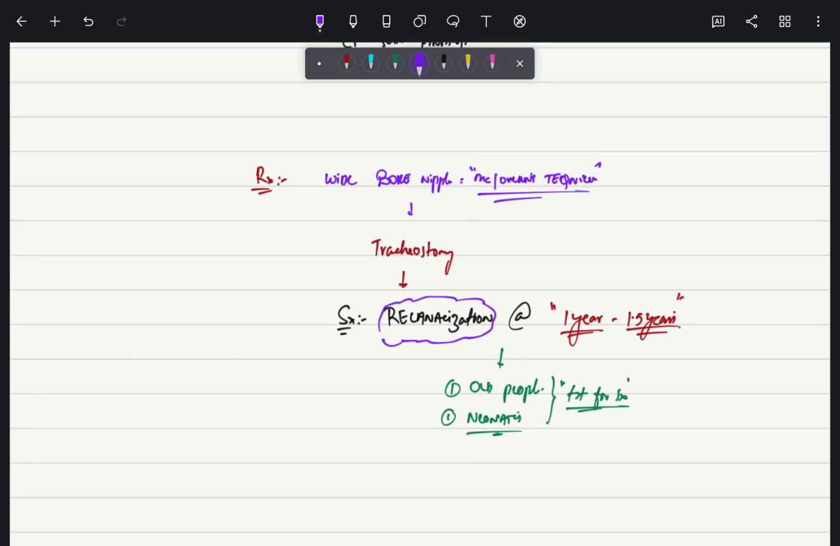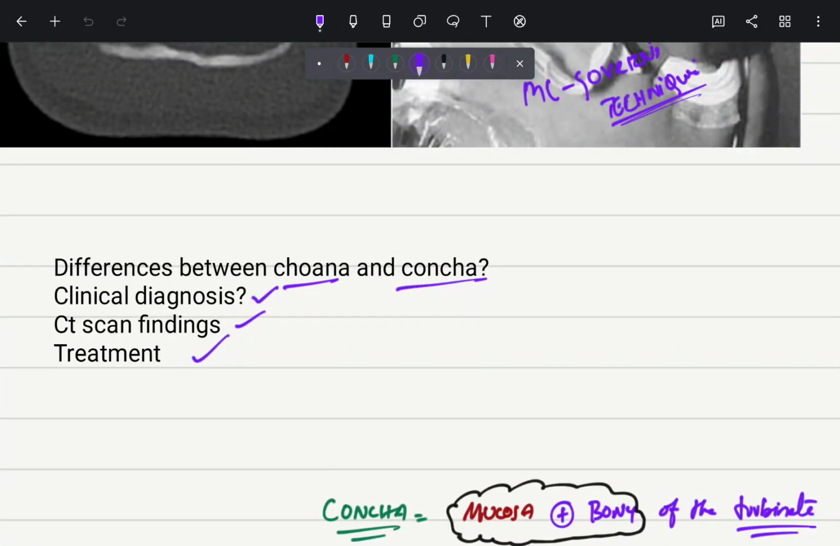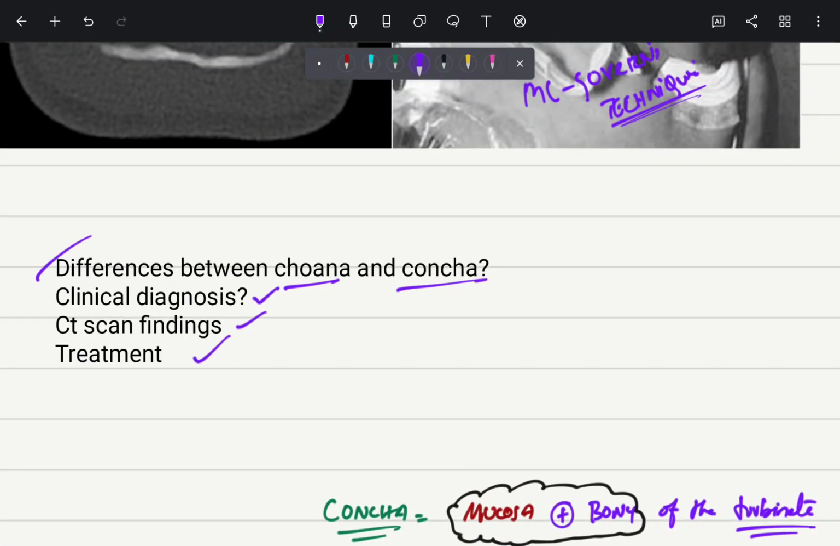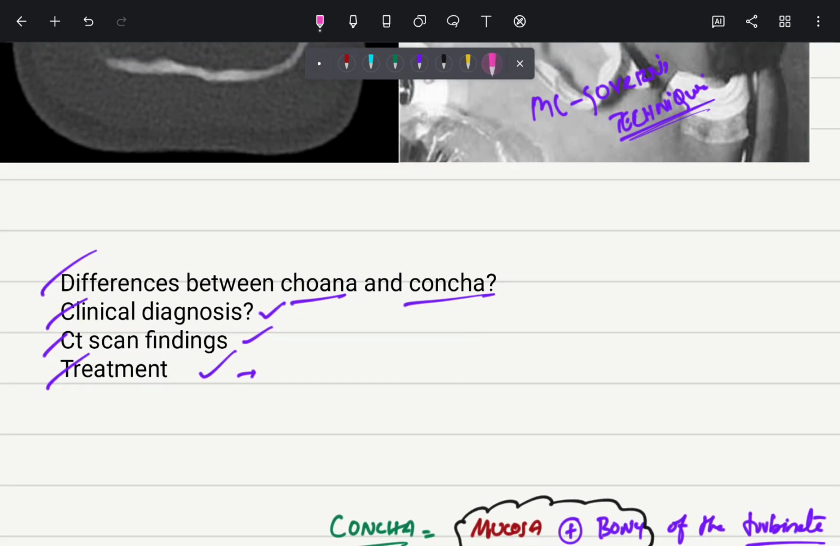So that is the choanal atresia part, and I discussed everything regarding the differences between choana and concha, the clinical picture of the patient, the CT scan findings, and the treatment. The treatment is the most important part. Regarding the treatment, you do McGovern's technique. Second, you do the recanalization at 1 to 1.5 years.